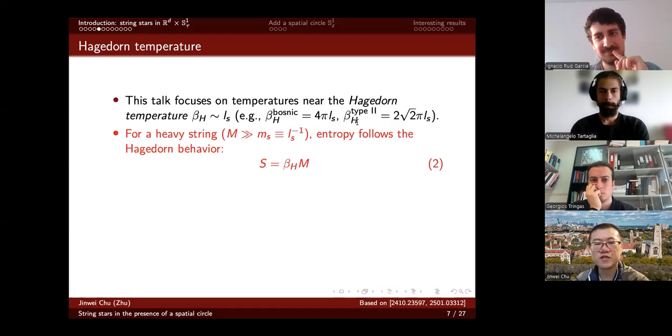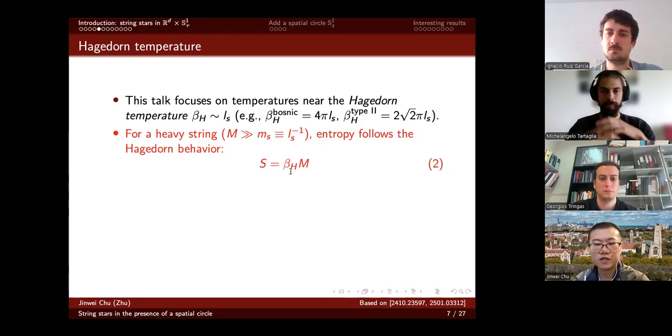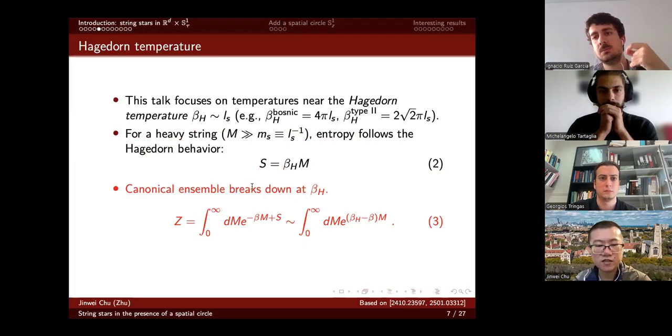For a heavy string, which means that the mass is much larger than the string mass, the entropy follows the Hagedorn behavior as follows. First, the entropy is linear in mass. Second, the proportionality coefficient is exactly the value of the Hagedorn temperature beta_H. To see the significance of this beta_H, let's look at the partition function. The partition function is this integration over m, and for large m, because of this linear behavior in entropy, we can write the integrand as this. So we can see that when beta is equal to beta_H, this integration diverges. The partition function diverges, so the canonical ensemble breaks down. So this means that this beta_H is indeed a limit in temperature in string theory.